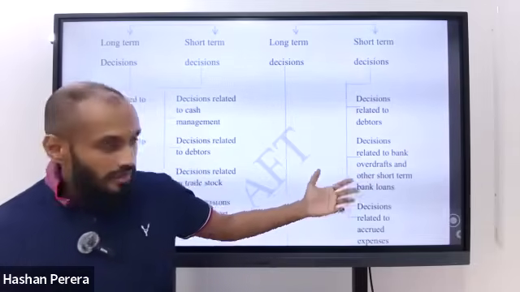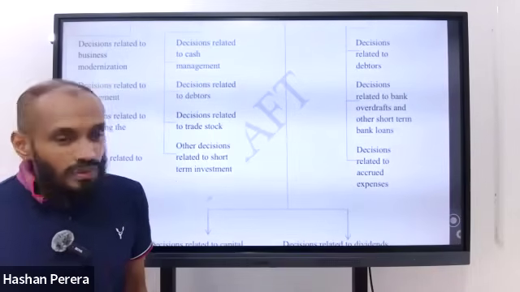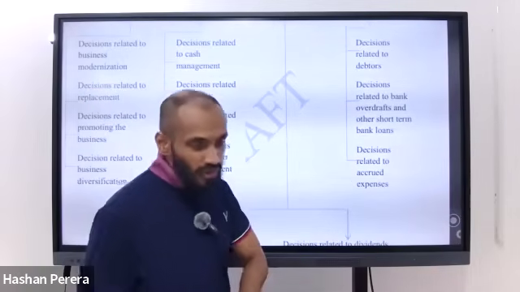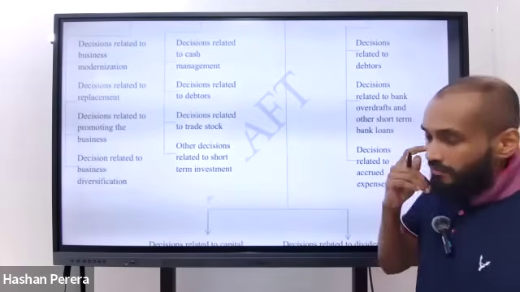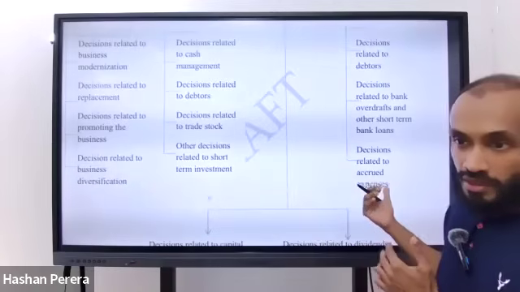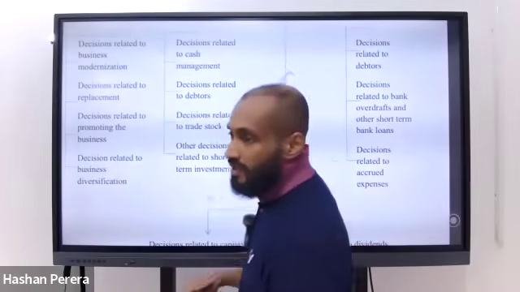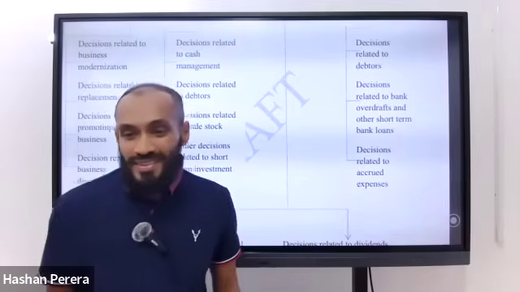Bank drafting, right? Okay. Decisions that are related to accrued expenses. Accrued expenses are also a way you can get funds. Clear? You may ask, so how can we obtain funds from accrued expenses?